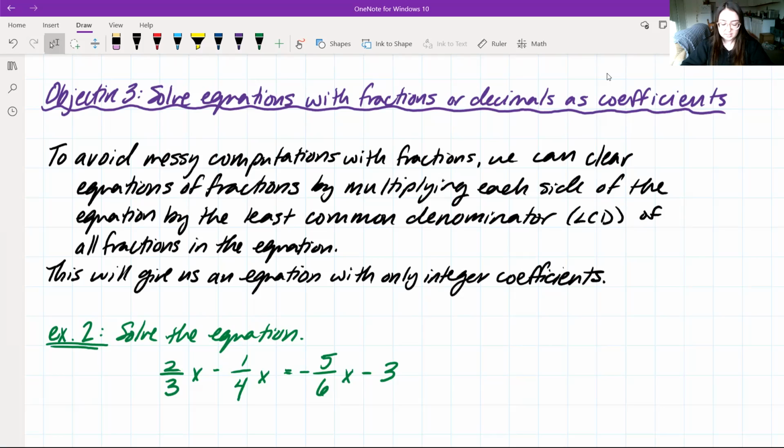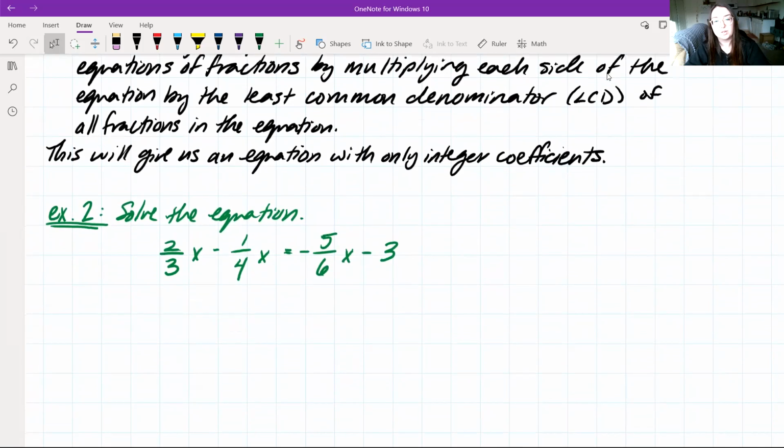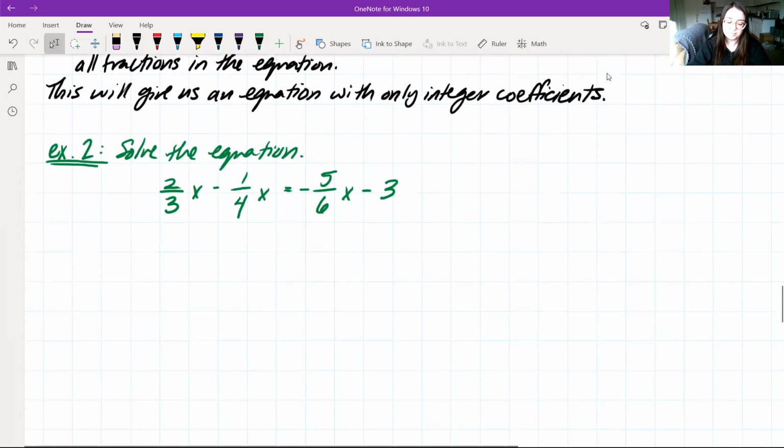decimals. With fractions, though, we want to find the least common denominator of all the fractions in the equation and then multiply each term so that we can get whole numbers. So this gives us an equation with integer coefficients. Integer just meaning our whole numbers, so 1, 2, 3, 4, 5, and so on, 0, and the negatives.